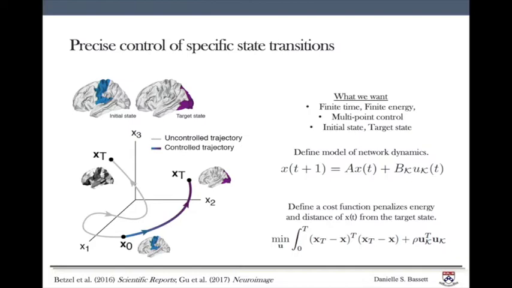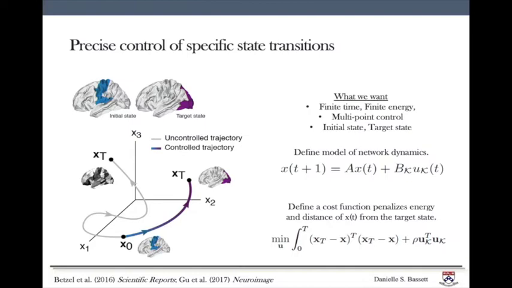So what we've done more recently is to ask the question of, well, if you have the brain sitting at this initial state here, and it would naturally go over to this state, this final state, but we want to push it over to this final state. How would we do that? And where should we inject energy, and at what time points, at which nodes in the brain, in order to push us from here to here? And we formalize this as an optimization problem.